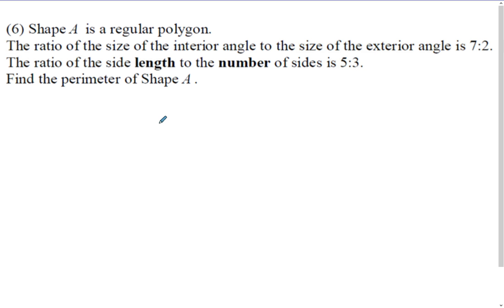All right, okay, shape A is a regular polygon. So it's regular. The ratio of the size of the interior angle to exterior is 7 to 2. And the ratio of the side length to the number of sides is 5 to 3. Find the perimeter of shape A.